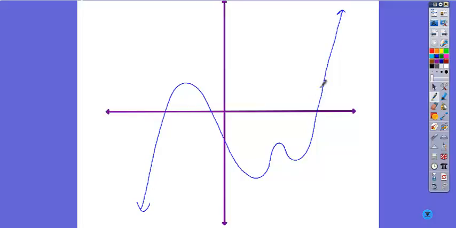I still have 5 sections, right? But how many times am I crossing the x-axis? 3 times. I've got 1, 2, 3. So is this a cubic or a quintic? It's still a quintic because it's got 1, 2, 3, 4, 5 sections in it. Does that make sense or no? So increasing or decreasing pieces is what determines the degree.